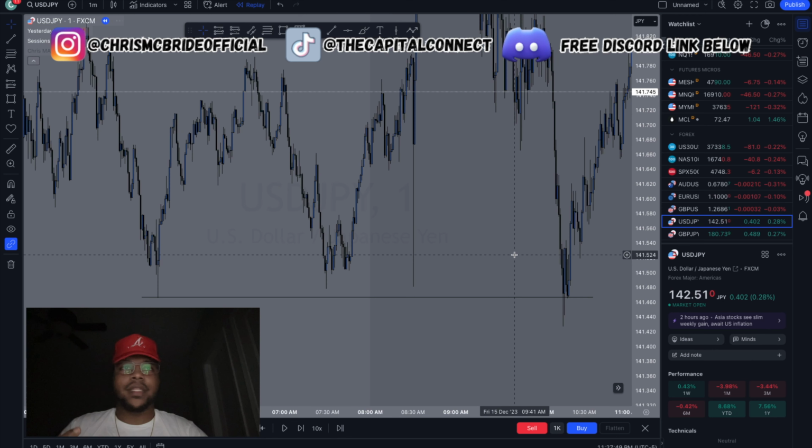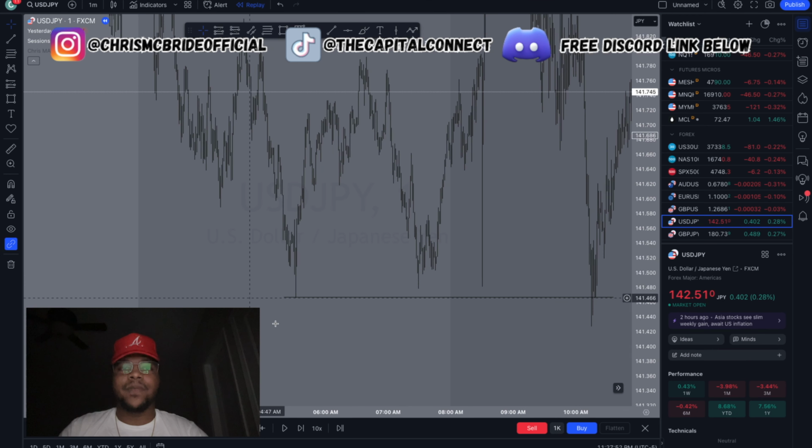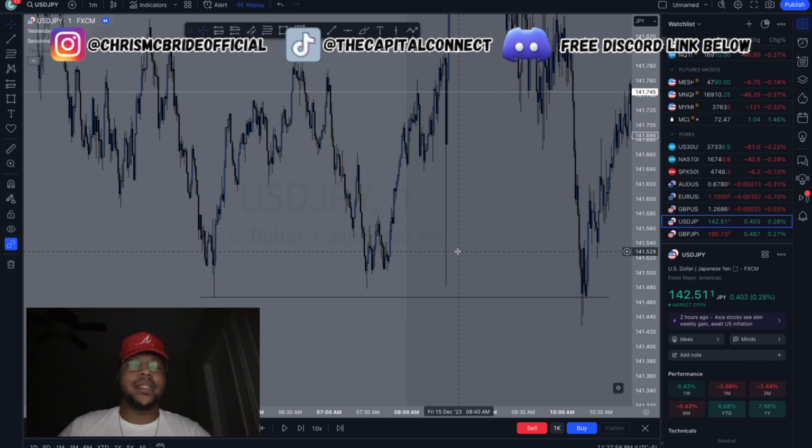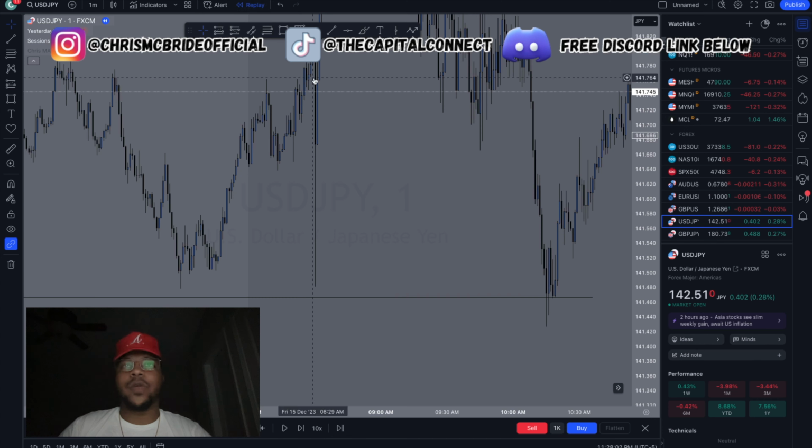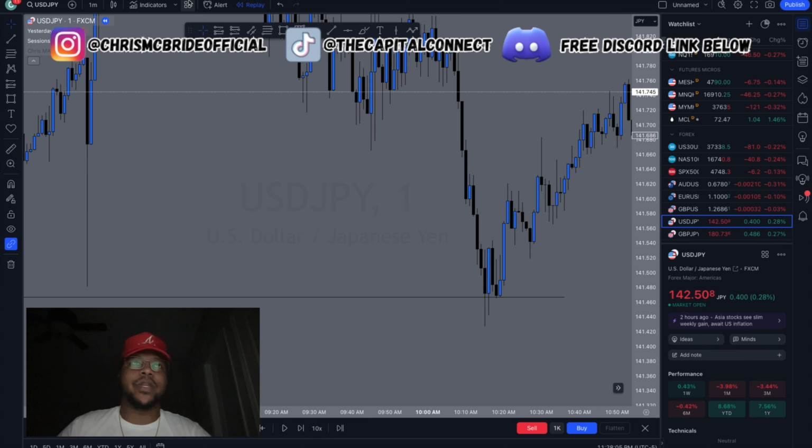Well, if we look at this, let me zoom out a little bit. This light gray area, like I said before, is London session. The dark gray area is New York session. We can see that we get a sweep of London's low, right? So now what do we have to do? All we have to do is wait for a market structure shift.